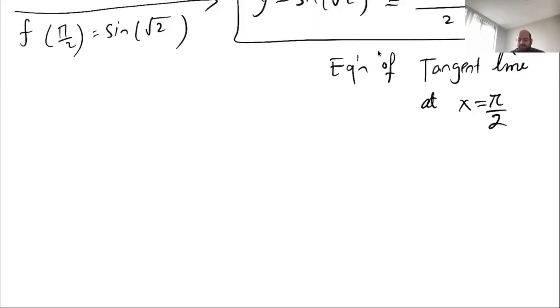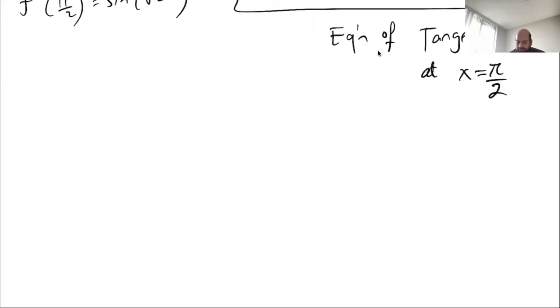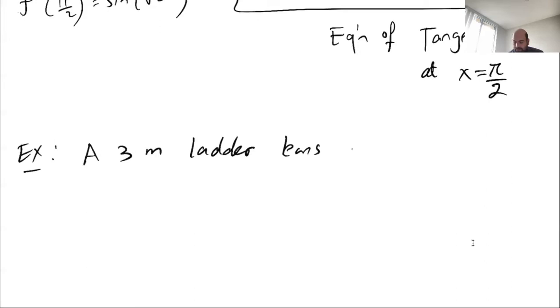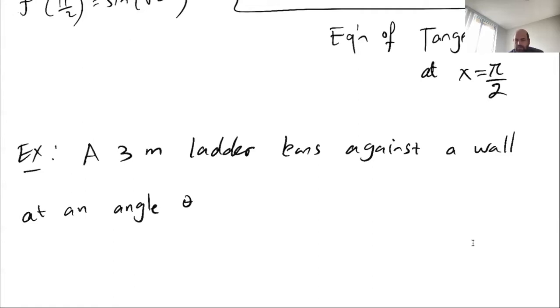All right, so let's look at the next example. Example: a 3-meter ladder leans against the wall at an angle theta with the horizontal.